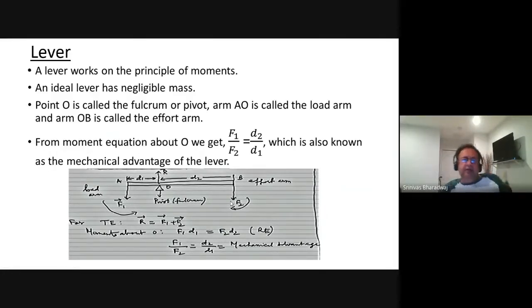If you look at the force F2, F2 can be far smaller because D2 is bigger. F2 times D2 will be the same as F1 times D1. So it takes a far bigger F1 to balance out a far smaller F2 because D1 is much smaller than D2. So you have to apply a bigger force to keep the whole thing in balance.